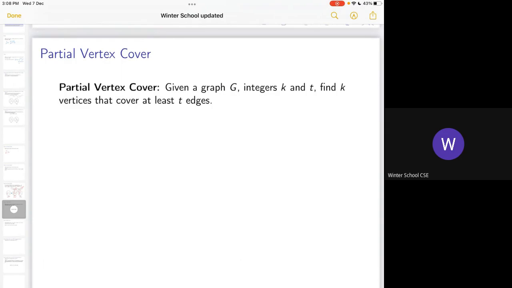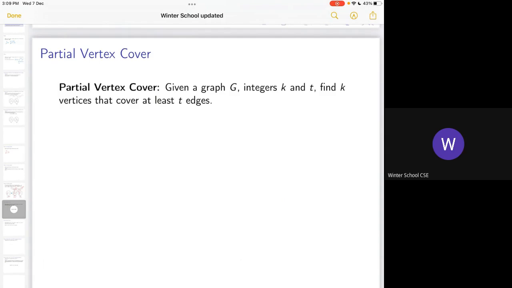So are we all familiar with vertex cover now? What is the vertex cover problem? We are given a graph G and we want to find k vertices which cover all the edges in the graph. Every edge should have at least one endpoint in the solution. So we are covering edges using vertices.